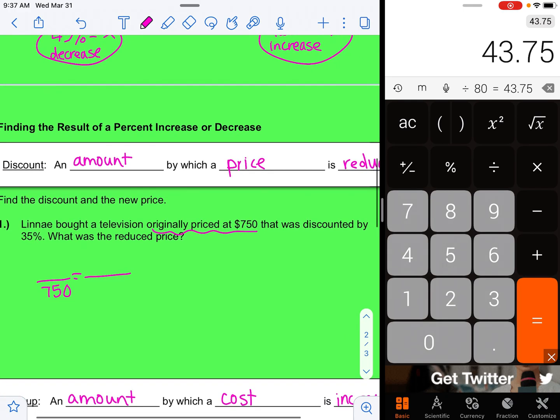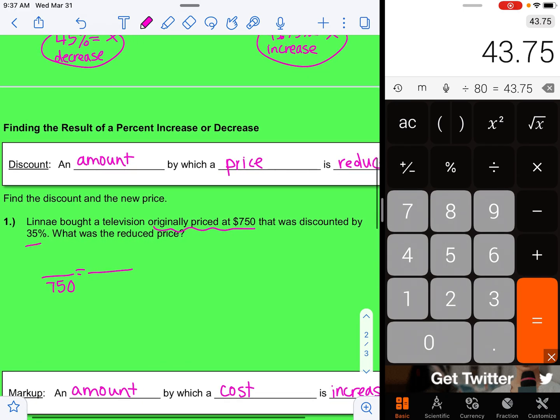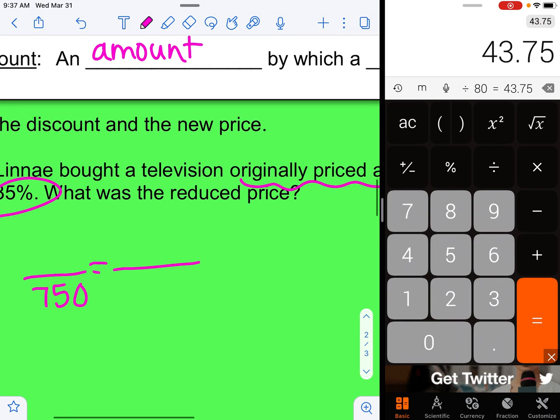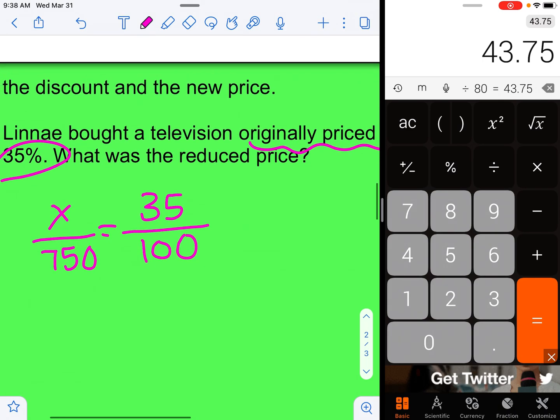And they also give us how much it was discounted. It was discounted at 35%. So that is what goes on the top, and 100 goes on the bottom. Then we have our X on the top left. So what we just set up, we want to know how much it was reduced by. This is how much it was reduced. So let's go ahead and cross multiply.